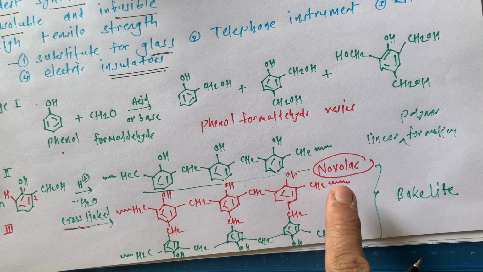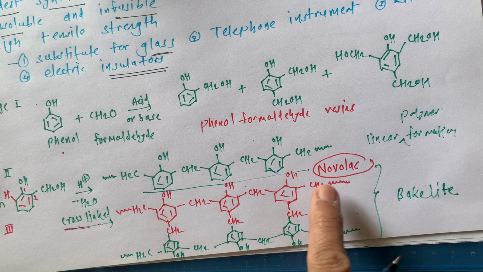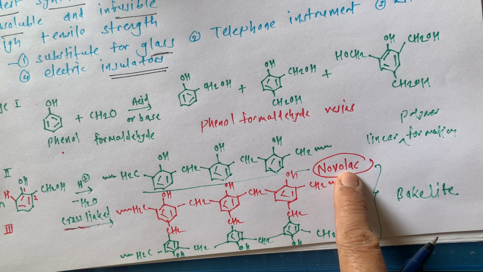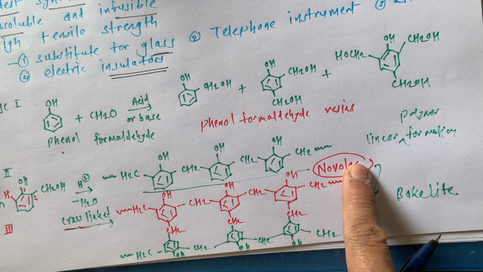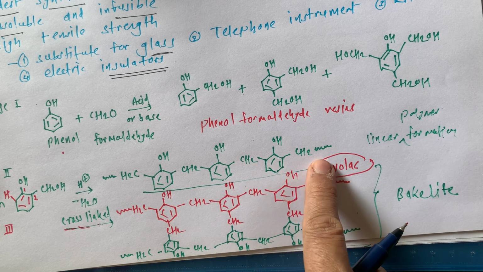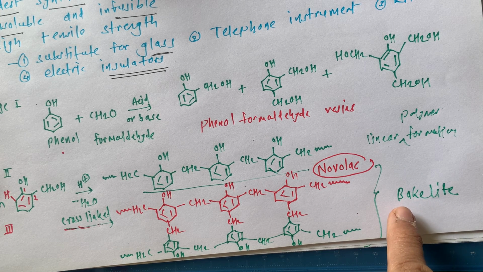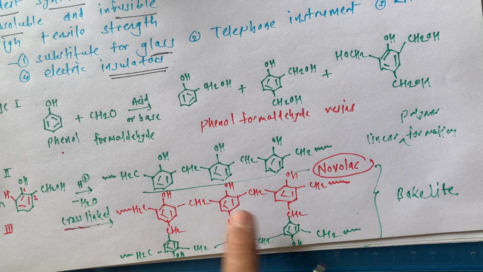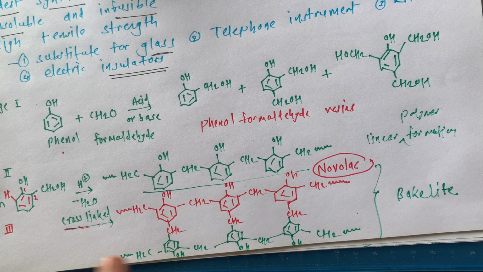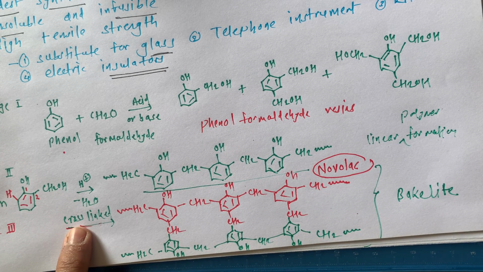okay. They may ask a question up to this point also, how to prepare novolac. Okay, you have to write up to this, and if they ask you to write down the preparation of Bakelite, or what are the reactions you can write for the preparation of Bakelite, then you have to write all these three stages, and in stage 3 there is cross linking.